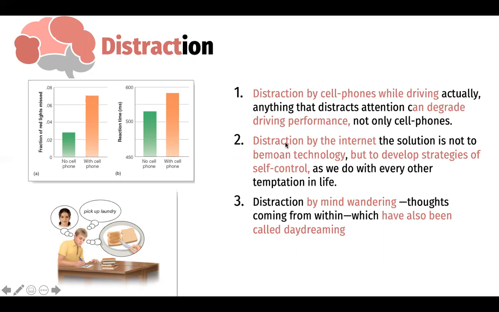And distraction by the internet is also quite common. Being able to overcome distraction by the internet is based on people's self-regulation or self-control, to develop a strategy of self-control, as we do with every other temptation in life. It also includes mind wandering, or thoughts coming from within, which has also been called daydreaming. It's also the most common source of distraction.